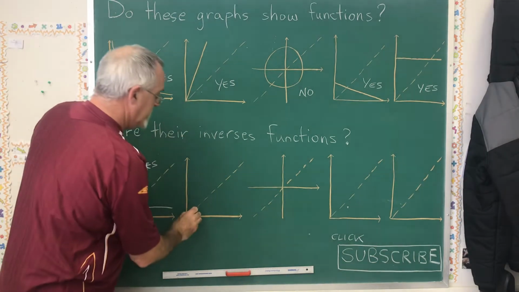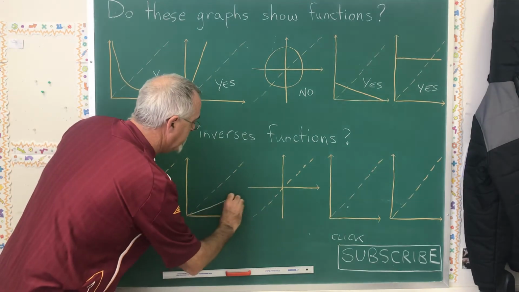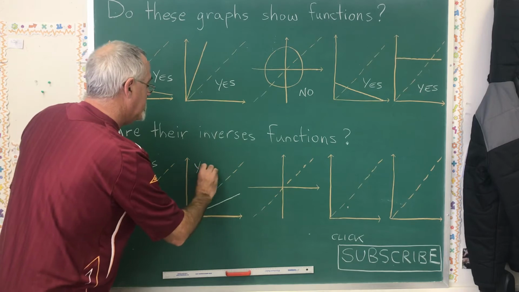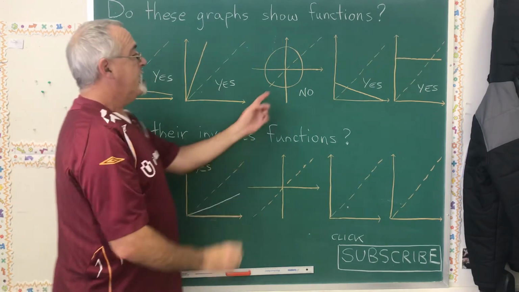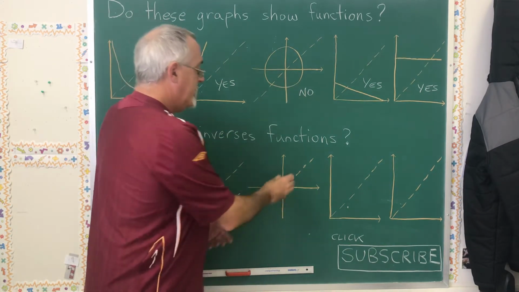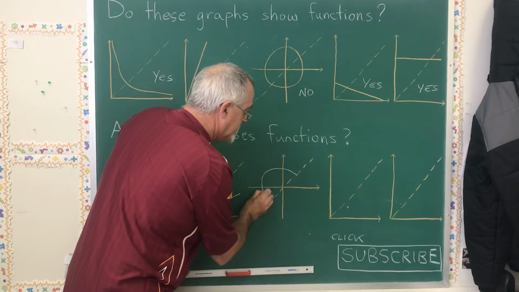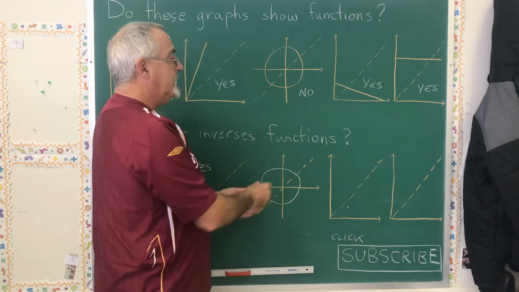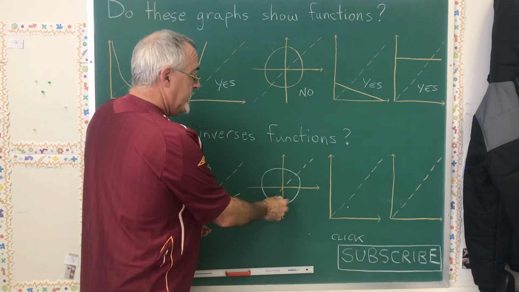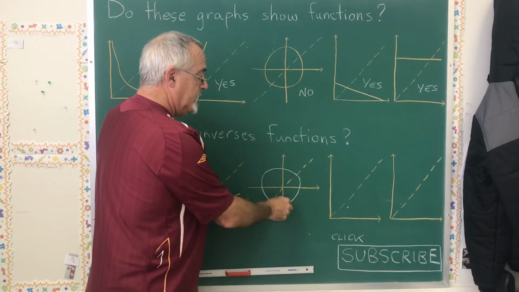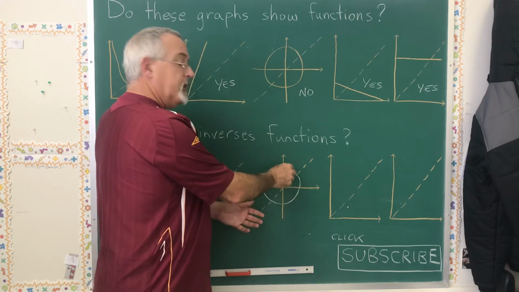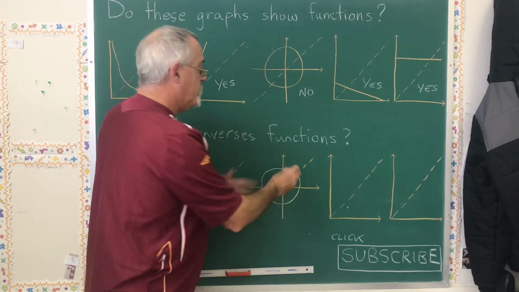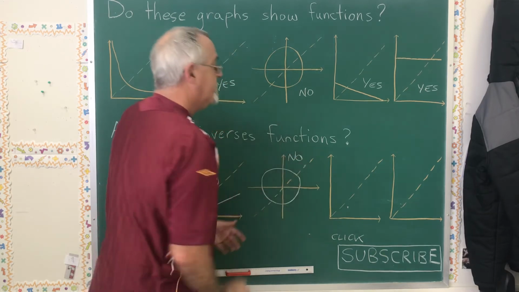The reflection of this linear would look something like this. None of the x values have more than one y value. Yes, it is a function. The reflection of the circle will be another circle that looks the same, is in the same place. Although I'm not drawing it very well, we're still in the same situation. Any x value I choose in the circle is likely to have more than one y value, one down here and one up there, so no, it is not a function.